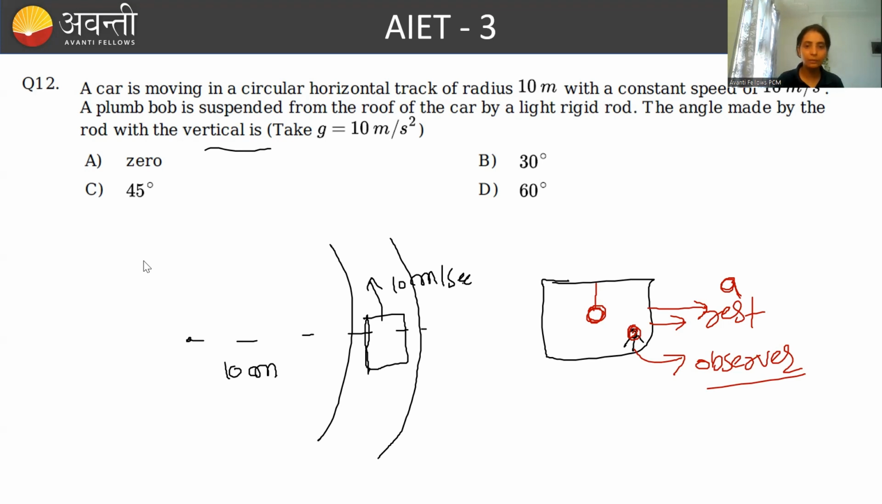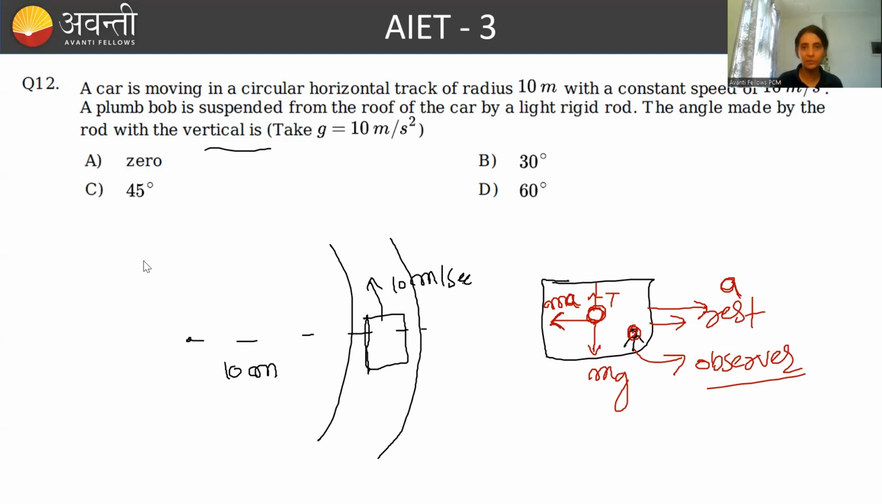Then he or she will see that the force on the bob was already mg, and tension upward. Since this person is now in a non-inertial frame, because it is accelerating forward, it will apply a pseudo force in this direction. Done. Clear?